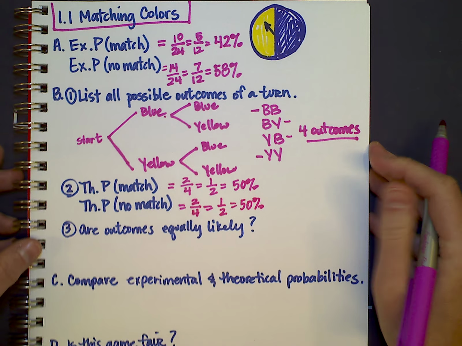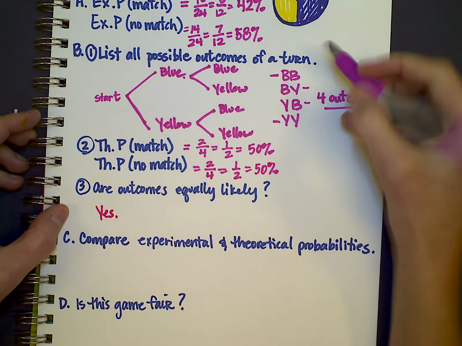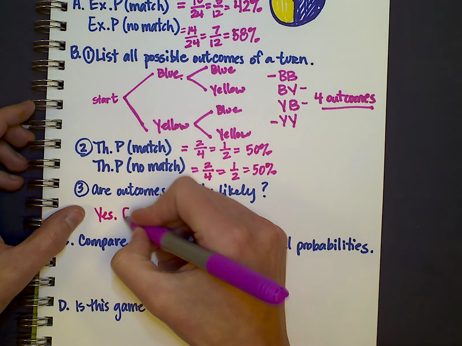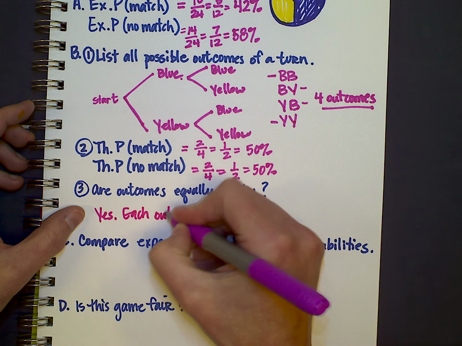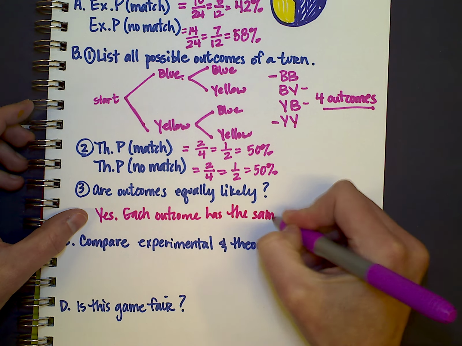So now the question is, are the outcomes equally likely? Yes. What that means is there's the same chance of getting each of these 4 outcomes. Yes. Each outcome has the same chance of occurring.